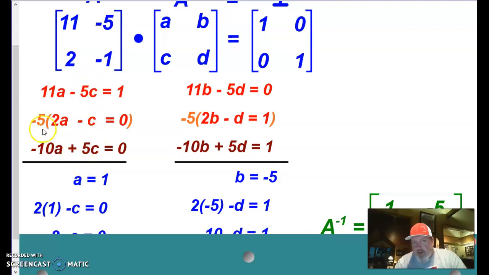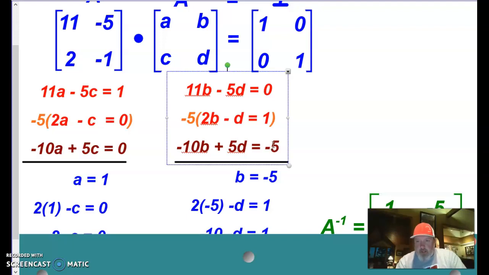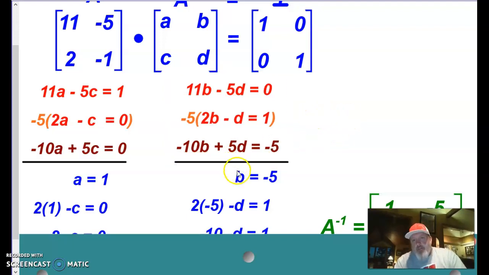The other reason for that, negative 5 times 2a will give me negative 10a. So when I add these, I get 1a. So a equals 1. I'm going to do the same thing over here and multiply this by negative 5. The d's will cancel out, and I get b equal to negative 5. Again, I got another problem I got to fix there. There we go. And so b is equal to negative 5.